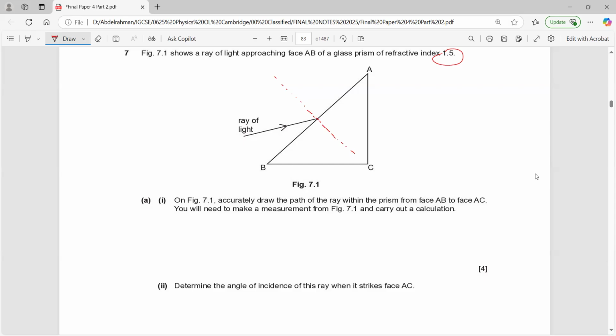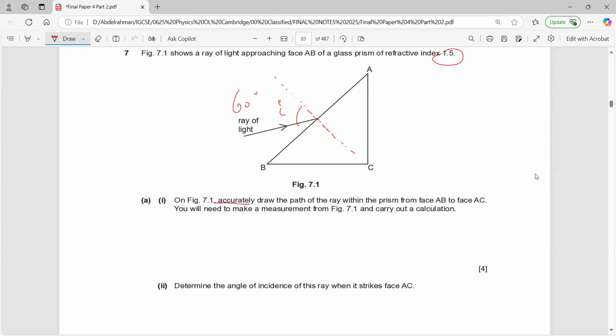You need to be very accurate while drawing this question, because the question says accurately draw. So where's the angle of incidence? This is the angle of incidence. If you use your protractor, it would be about 60 degrees. I is now 60 degrees.